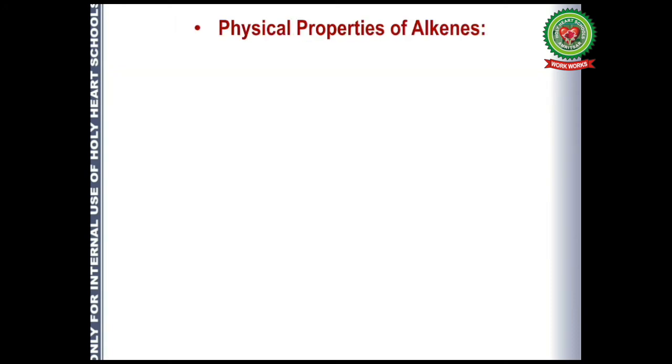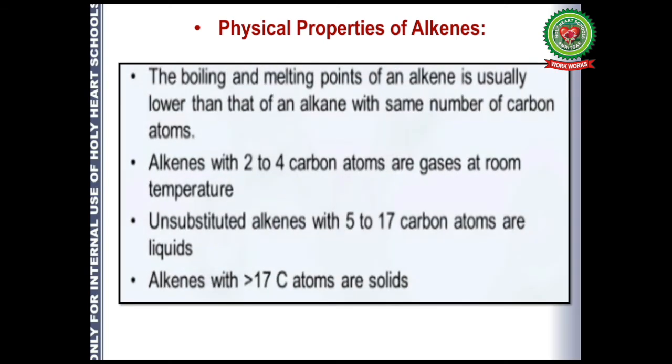The next topic that we are going to discuss is the physical properties of alkenes, and we should know that the physical properties of alkenes and those of alkanes are very similar to each other because both are non-polar covalent compounds. So when we talk about their solubility, they are insoluble in water but soluble in organic solvents because of their non-polar nature. Second thing that we should know is the boiling and melting points of an alkene are usually lower than those of an alkane with the same number of carbon atoms because of the presence of the double bond.